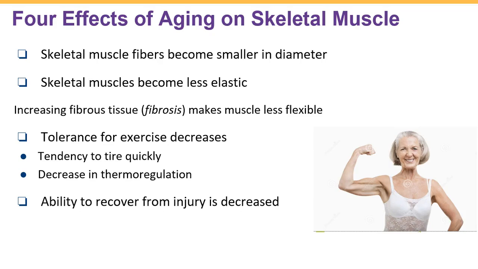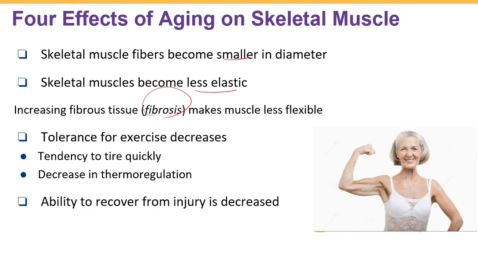And at the end, let's see what would be the effects of aging on skeletal muscle. As we get older, our skeletal muscle go through some important changes. So the muscle fibers become smaller in diameter, which means the muscle becomes thinner. The muscle becomes less elastic. More fibrous tissue builds up. This is called fibrosis, making muscle stiffer and less flexible.